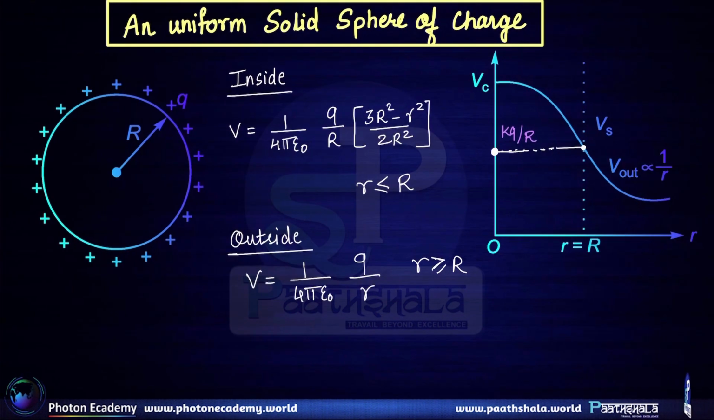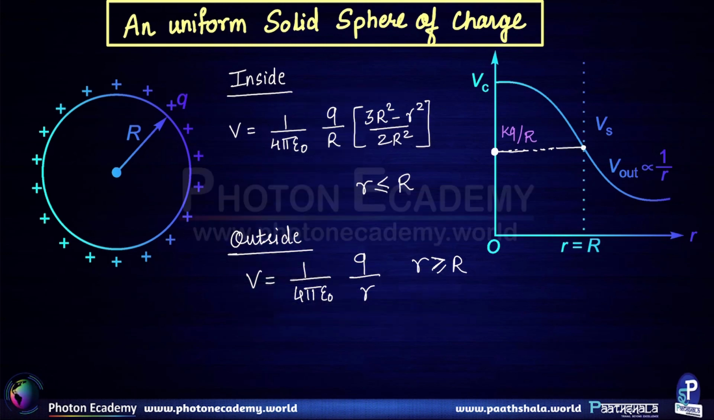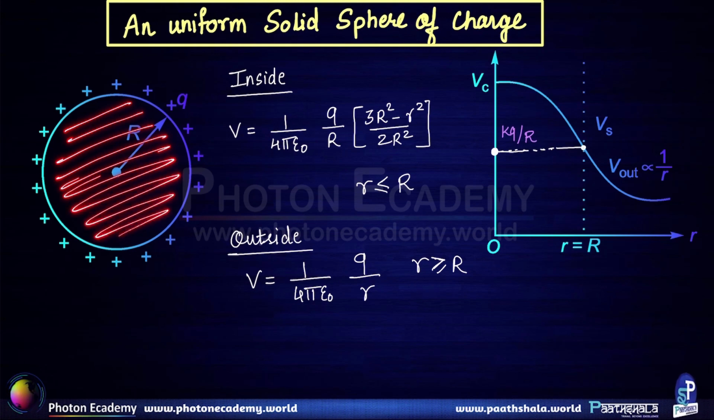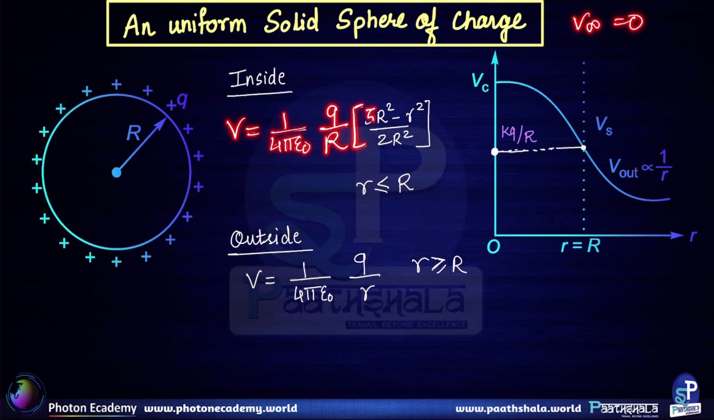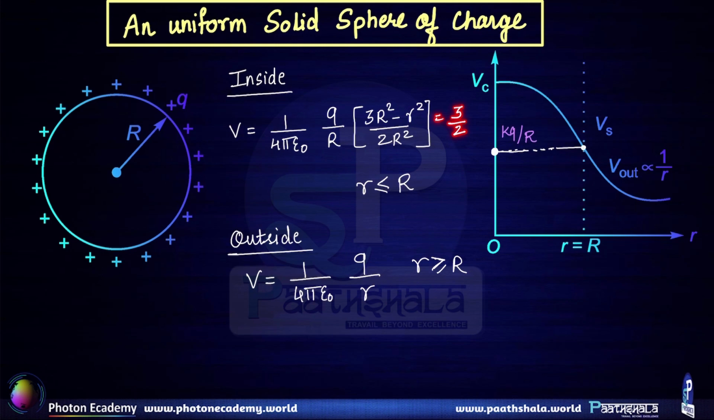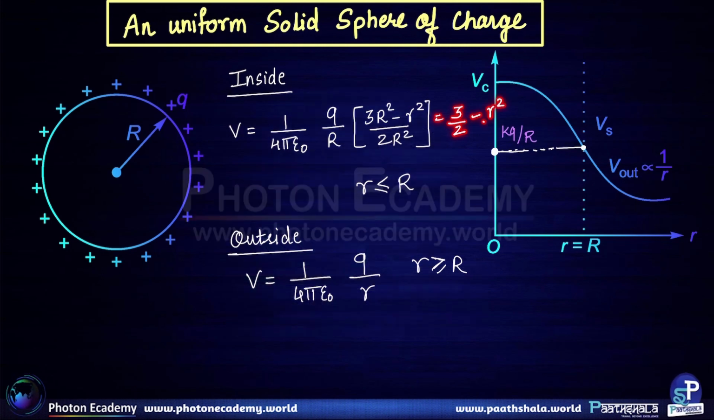Here we have a solid uniform sphere of charge. For a solid uniform sphere of charge having a total charge q distributed uniformly over its region, we have the potential. Again here V infinity is assumed to be 0. The potential inside is going to be 1/(4πε₀) q/R times (3R² − r²)/(2R²). This could alternatively be written as 3/2 − r²/(2R²). This is another way of writing this.